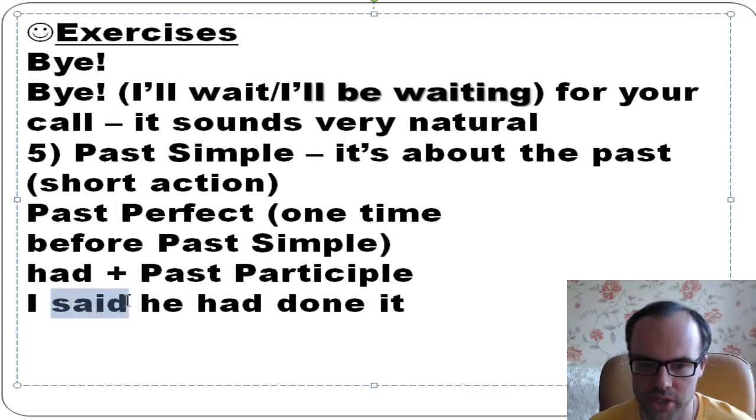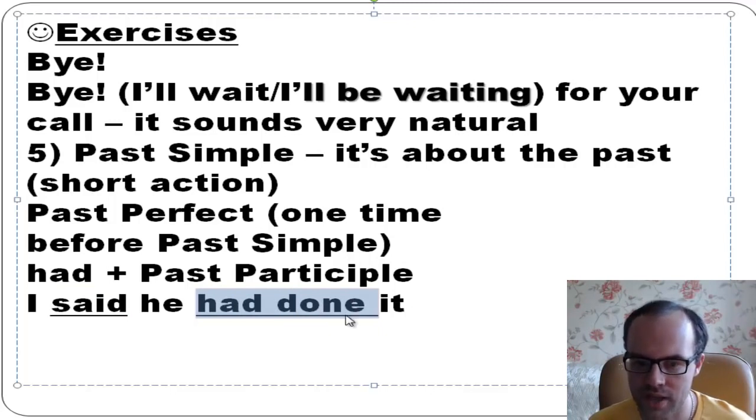So look, it's past simple. You see, I said, so say, it's an irregular verb. Yes, this verb is irregular. Say, said, said. He had done it, so it's past perfect. Had and done is past participle. So I said he had done it.